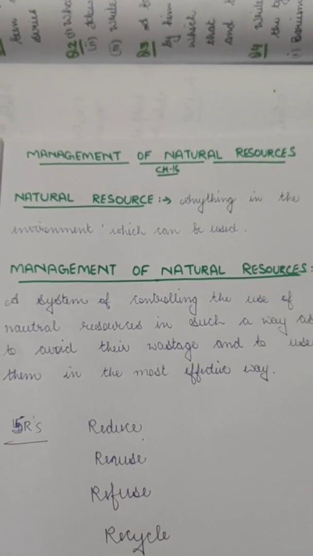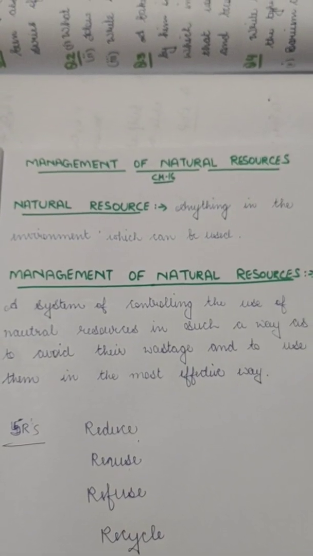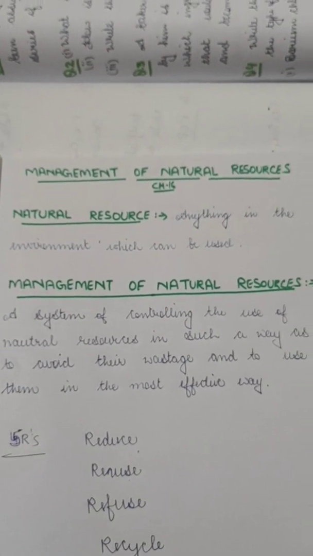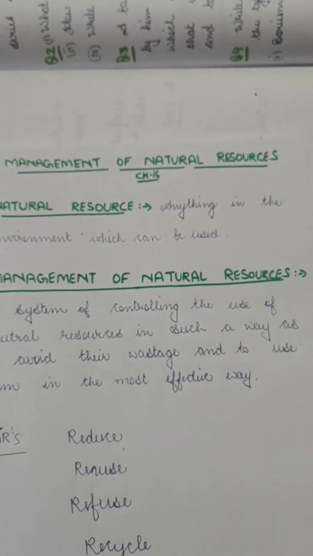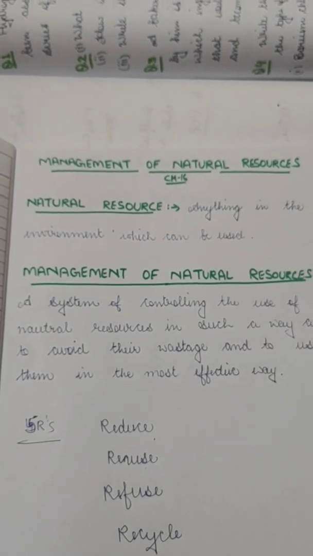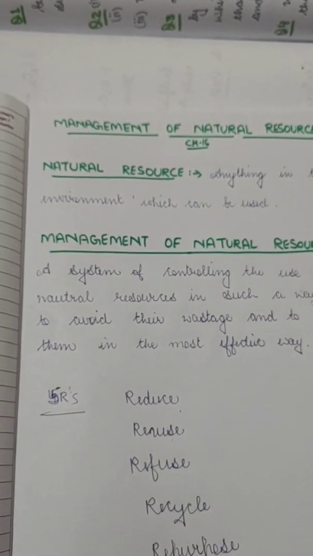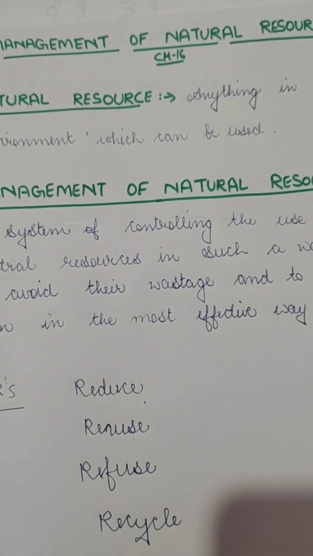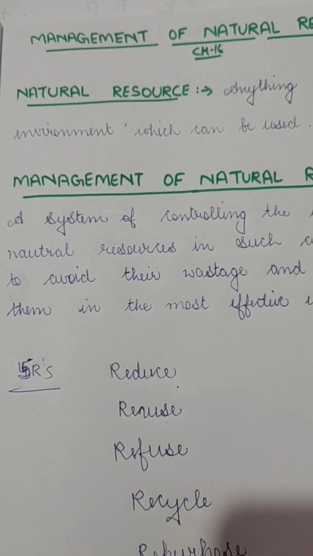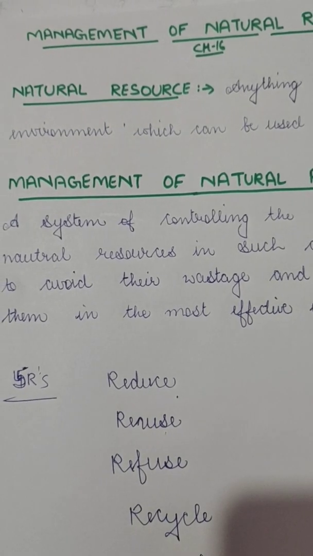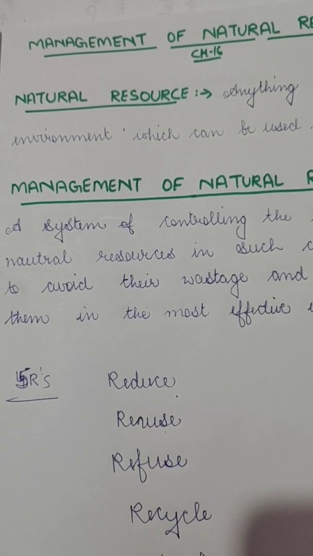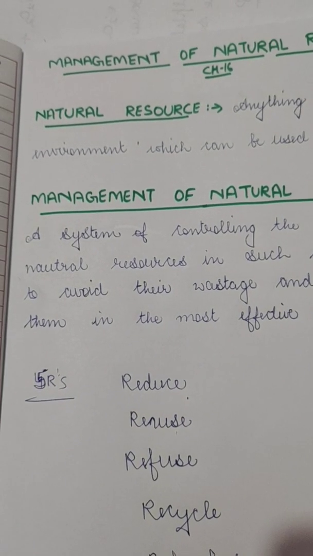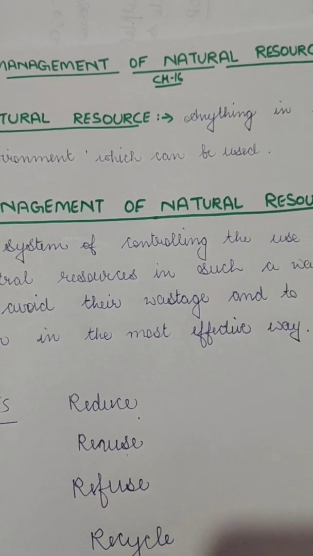So it is a system of controlling the use of natural resources in such a way as to avoid their wastage and to use them in the most effective way. First we have to avoid the wastage. Also we have to look at whether by using these resources we are harming our environment. We should use them in a way that does not harm the environment. Natural resources are many, like fossil fuels and water.